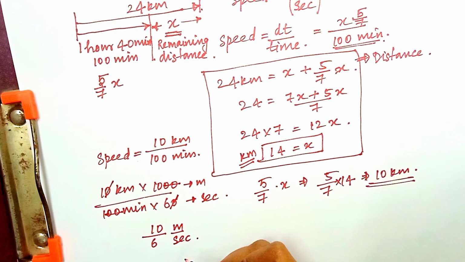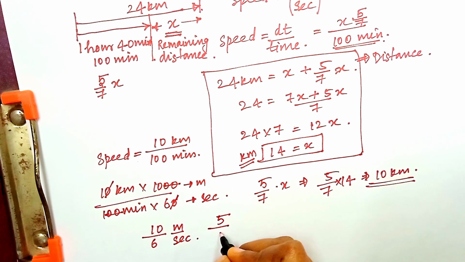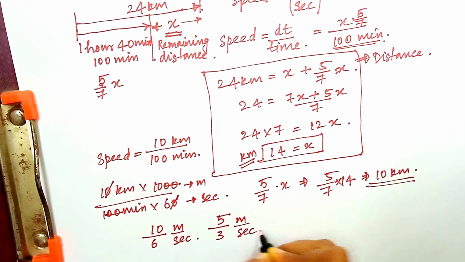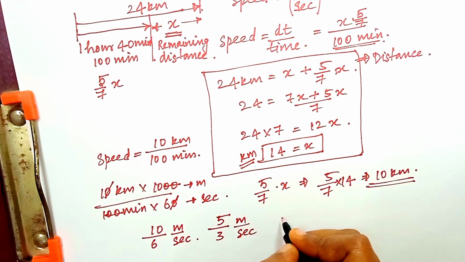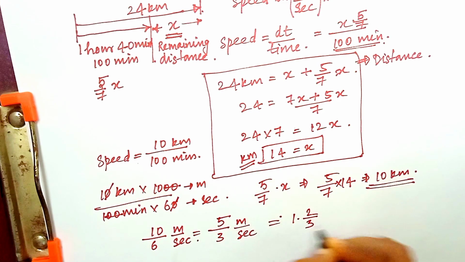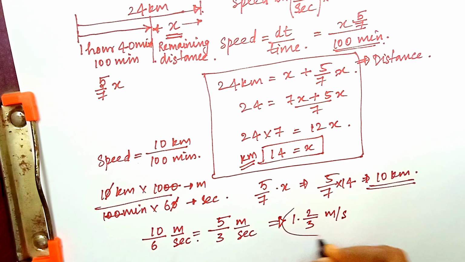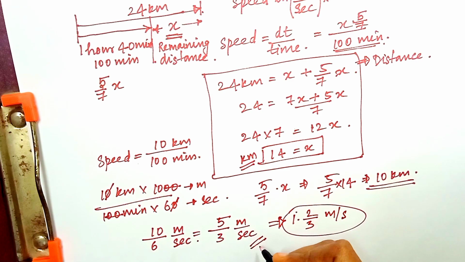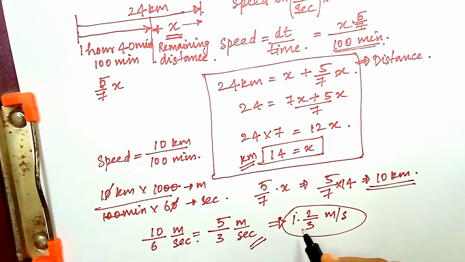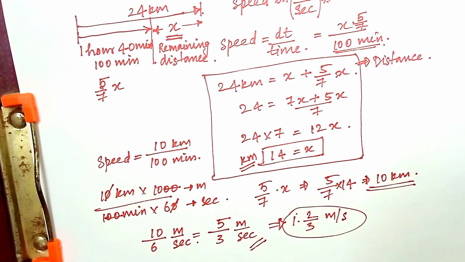10 by 6 meter per second, we can further reduce it to 5 by 3 meter per second. So in order to again put it in mixed fraction, you can say it as 1 2 by 3 meter per second. Usually this kind of fraction will not be asked. This would be the final answer, but still, just to show how this is derived, and this is the standard formula followed in Agarwal, I'm just writing it. Thank you.